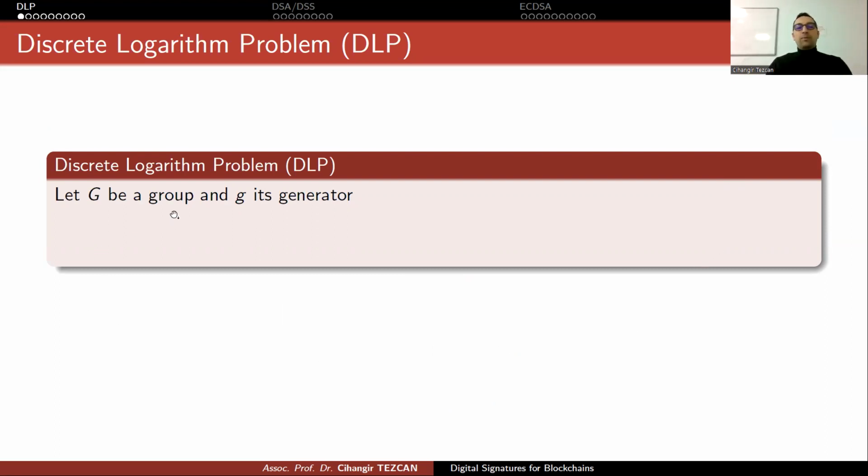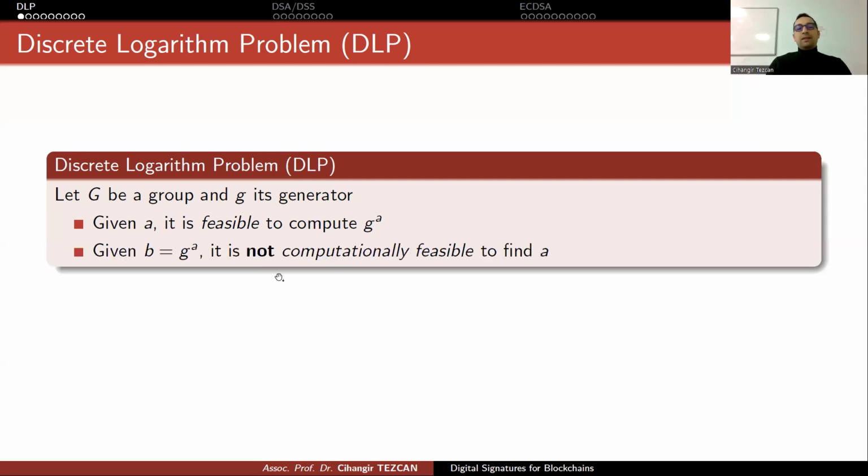So let G be a group and small g its generator. Given A, it should be feasible to compute g to the A. Here I'm using the multiplicative notation. So in your group, assume that the group operation is multiplication. When there is a generator, it should be easy to multiply g with itself A many times, okay? But if I give you the result B and also give you g, but don't tell you what A is, it should not be computationally feasible to find A. So the discrete logarithm problem is this, okay?